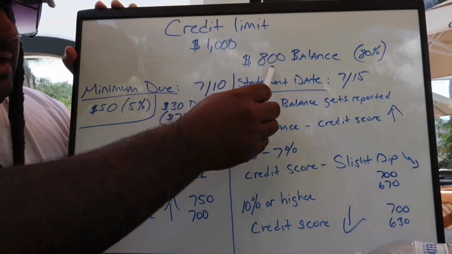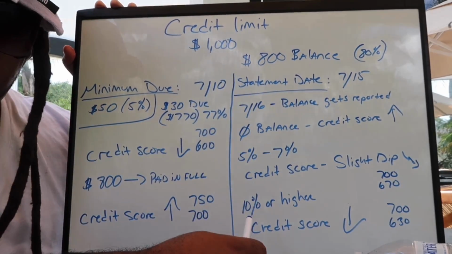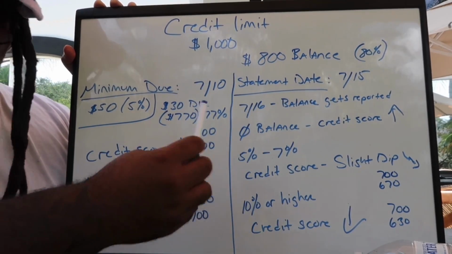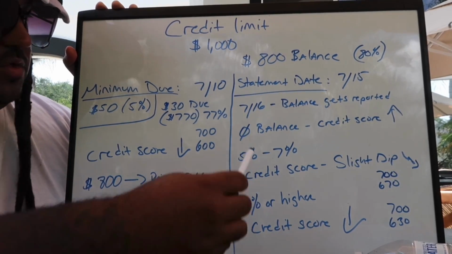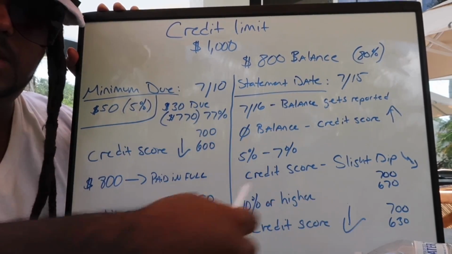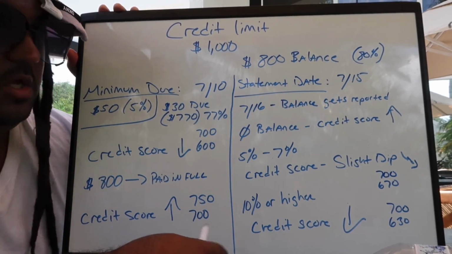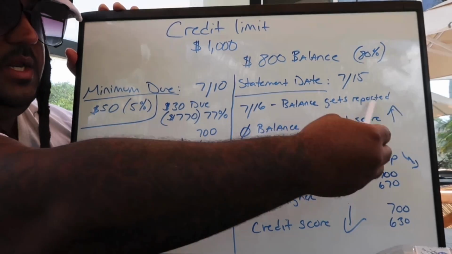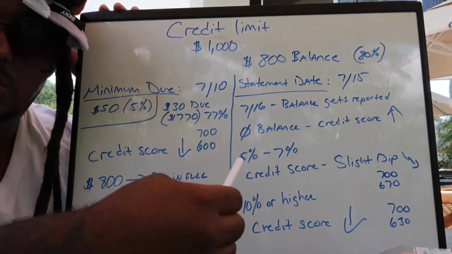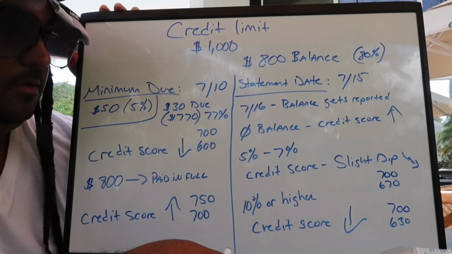So whatever's left of that $1,000, if there's an 800, if there's 770, if there's 500, if there's 300, on the 16th, that information is reported out to the credit bureaus. So now the credit bureaus are going to get this information, and then that balance is going to show up on your credit report. Okay?